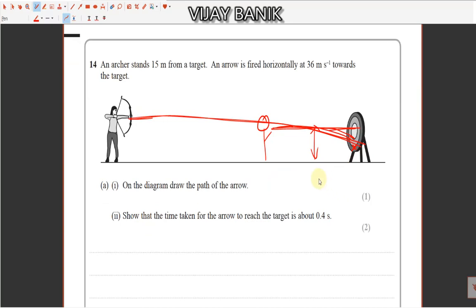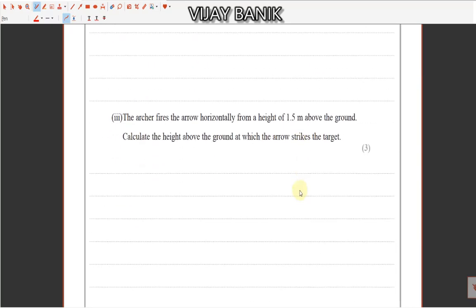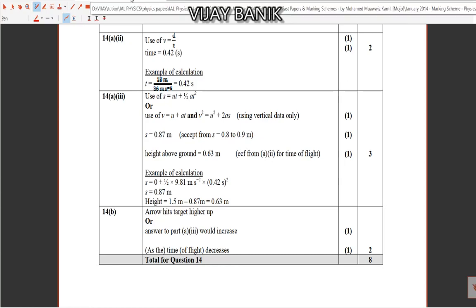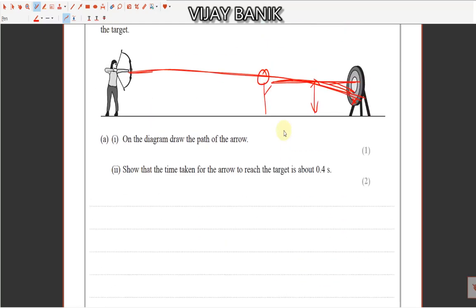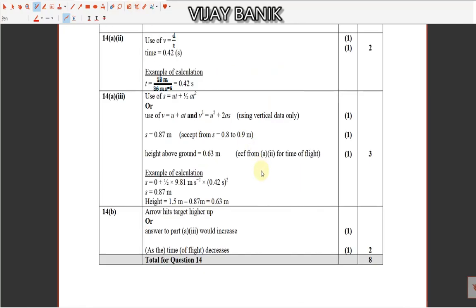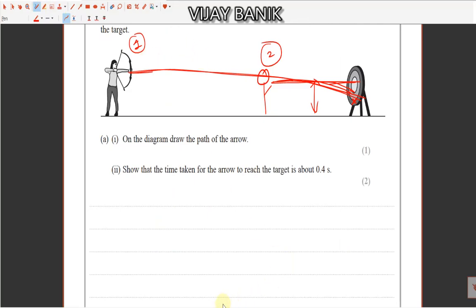So you have to say the answer at A3 would increase. We got 0.63, and it would maybe be 1 meter from the ground, because the time it travels is less. In position one the arrow is traveling for more time, so it goes down more. In position two it is traveling for less time. Let's see what they wrote in the mark scheme: the arrow hits the target higher up, or the answer to A3 will increase as the time of flight decreases. I hope you understood this. Okay.